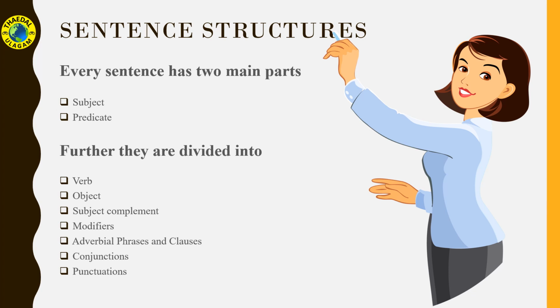You are already familiar with verbs and conjunctions from the previous lessons. You are also familiar with clauses, which we saw just a few minutes before, independent and dependent clauses. First, let me explain the main parts, subject and predicate.